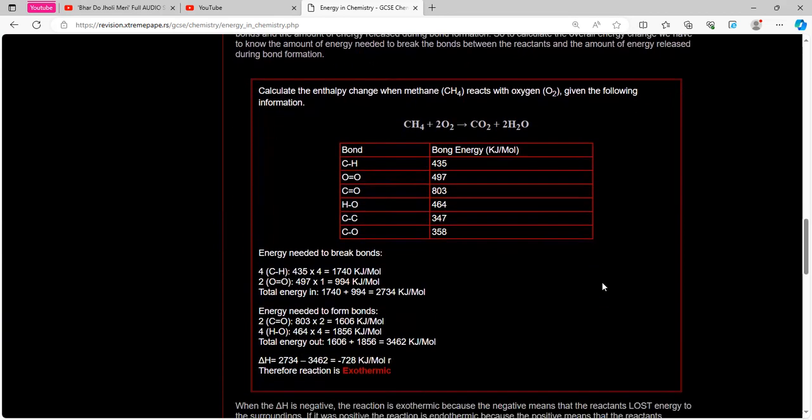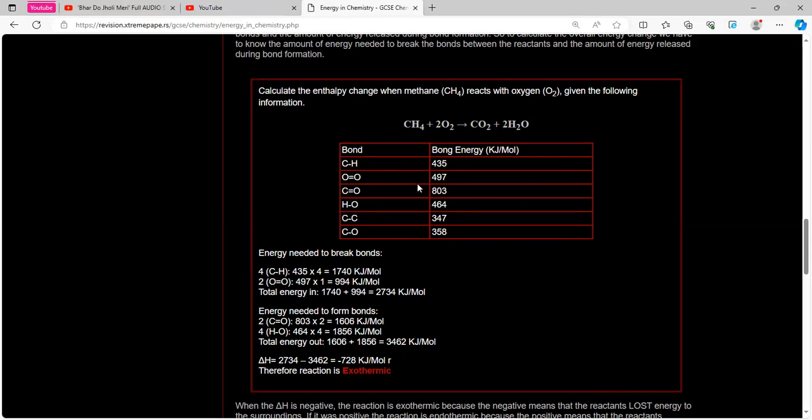Now, the typical questions which come in the exam are to determine whether the following reaction is exothermic or endothermic after calculating. So, as you can see, after the arrow, these are the reactants and these are the products. So, obviously bond formation has occurred, whereas this is the reactant side. So, we'll calculate the energy which is required to form the bonds and we'll subtract it with the energy which is required to break the bonds.